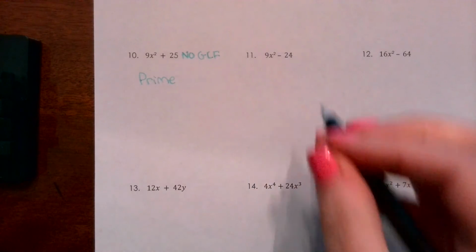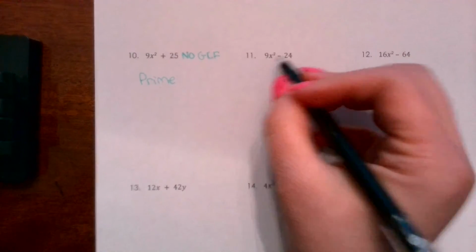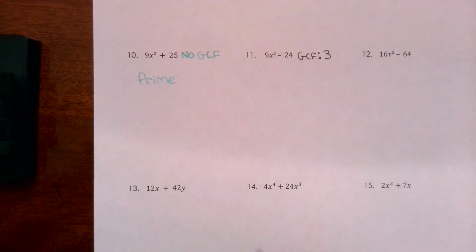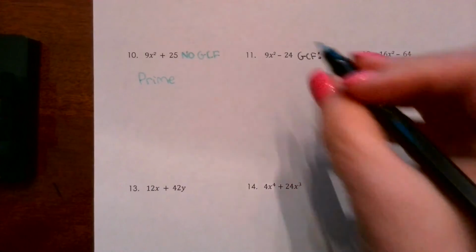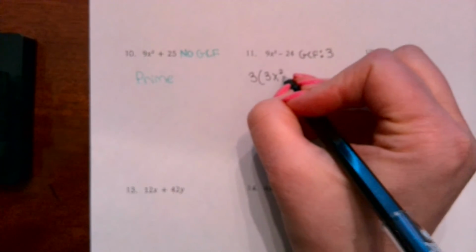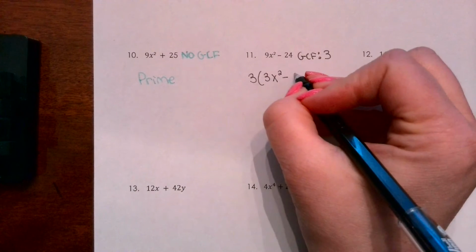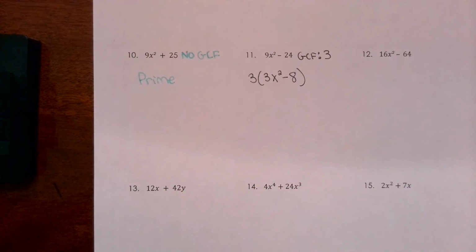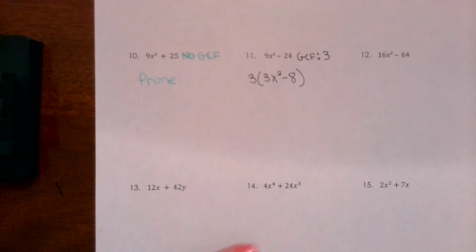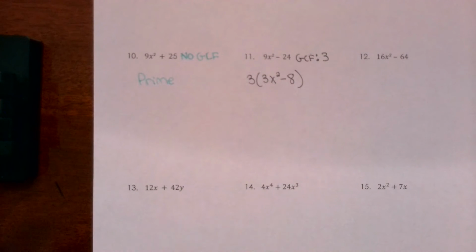Looking at number 11, I have a GCF of 3. 3 will go into 9 and 24. So 9 divided by 3 is 3x squared. Negative 24 divided by 3 is negative 8. If I'm looking for a difference of squares, I've got the subtraction and even exponents, but I do not have perfect square coefficients, so this cannot be simplified further.